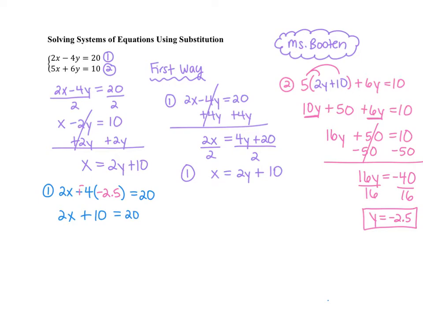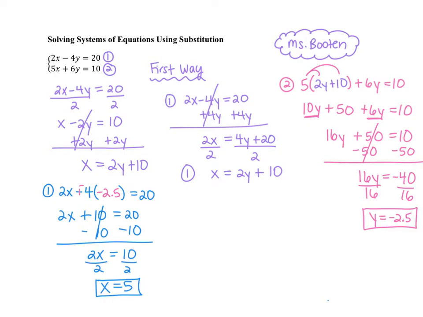Finish solving there, so we have to subtract the 10 from both sides to isolate the term with the variable, which is 2x. Zeroes out on that side, so we get 2x equals 20 minus 10 is 10. Divide each side by 2, and you get x is equal to 5.